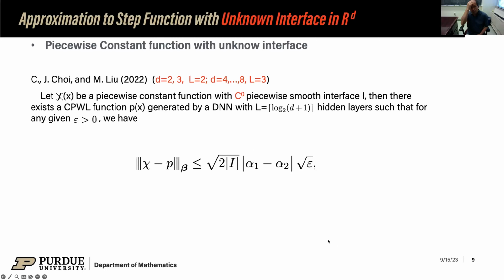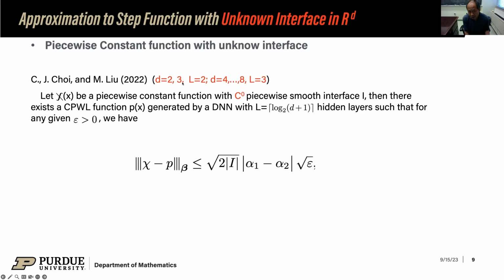Okay, so the question is, for hyperbolic conservation laws, we want to approximate a function which is discontinuous, and also we don't know the interface. To do that, we recently proved a theorem. Basically, the reason we're doing this is that we want to understand what kind of neural network architecture can produce a good approximation to step functions, or to the discontinuities or shocks. So what we show is the following.